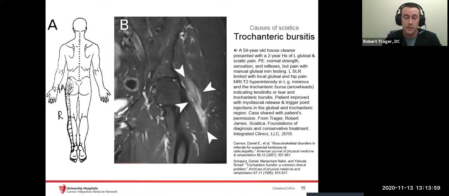So just an example of how locating the source of sciatic pain can be really informative to us as chiropractors as far as coming up with a treatment plan, figuring out where to treat the patient, and where do we apply our therapies.